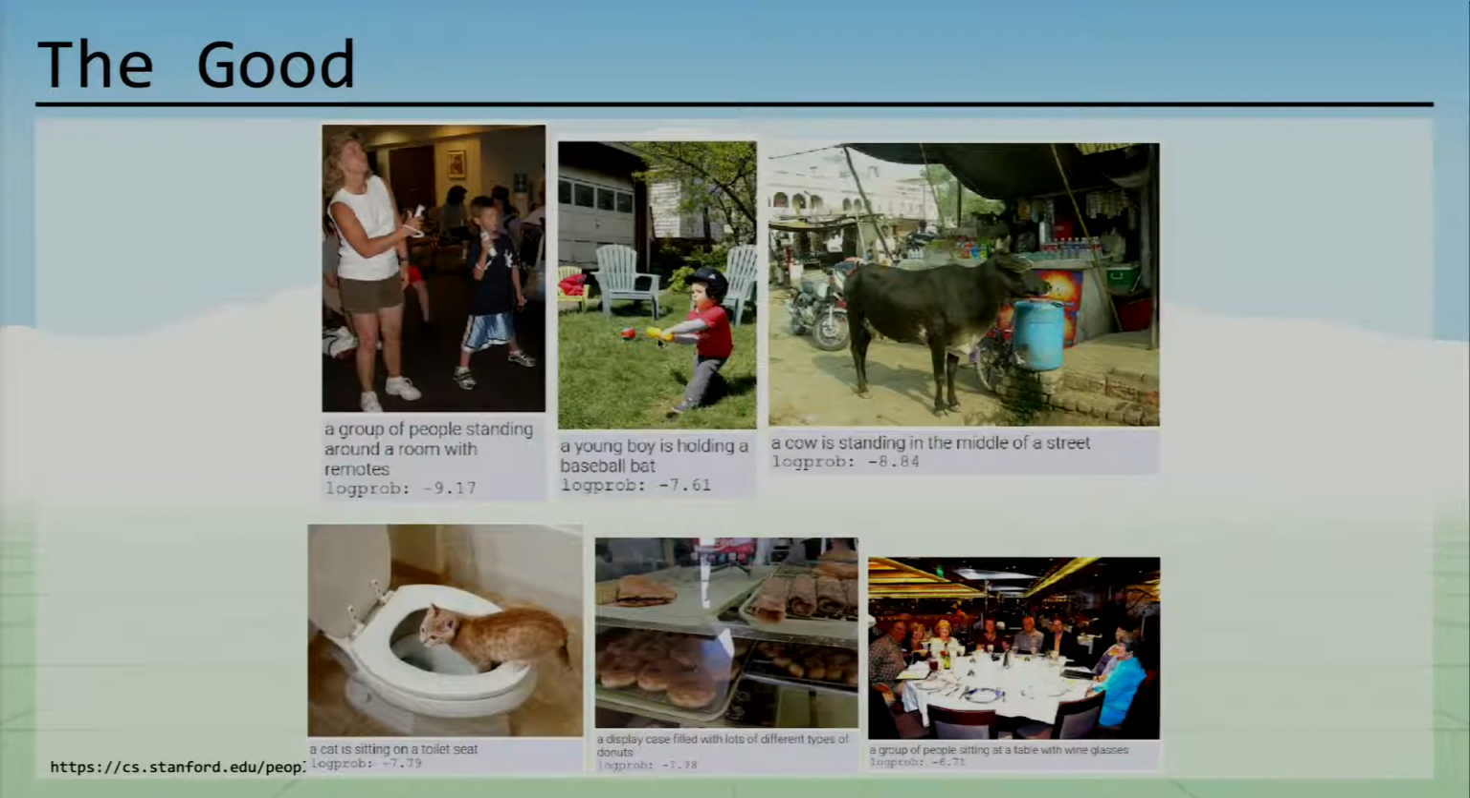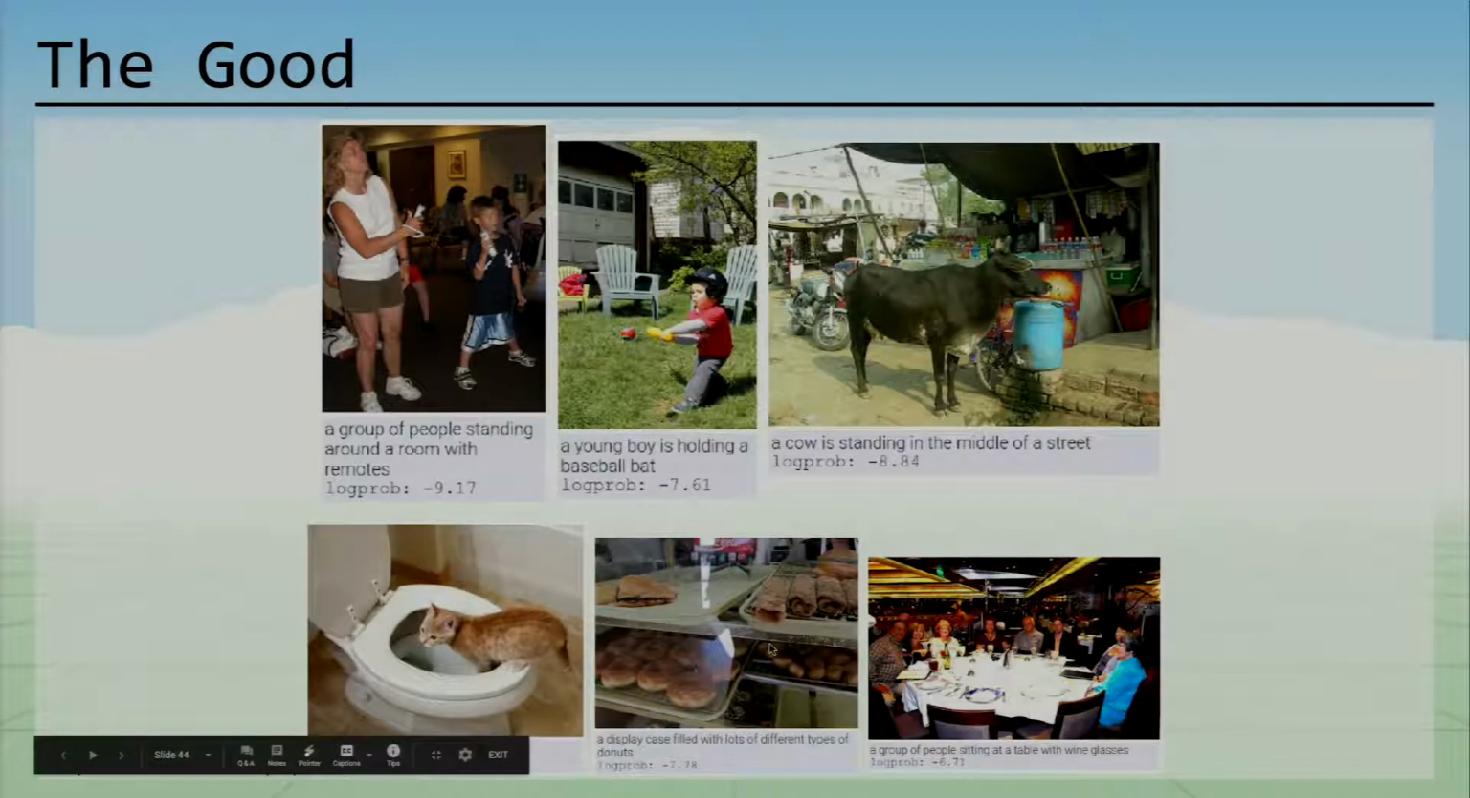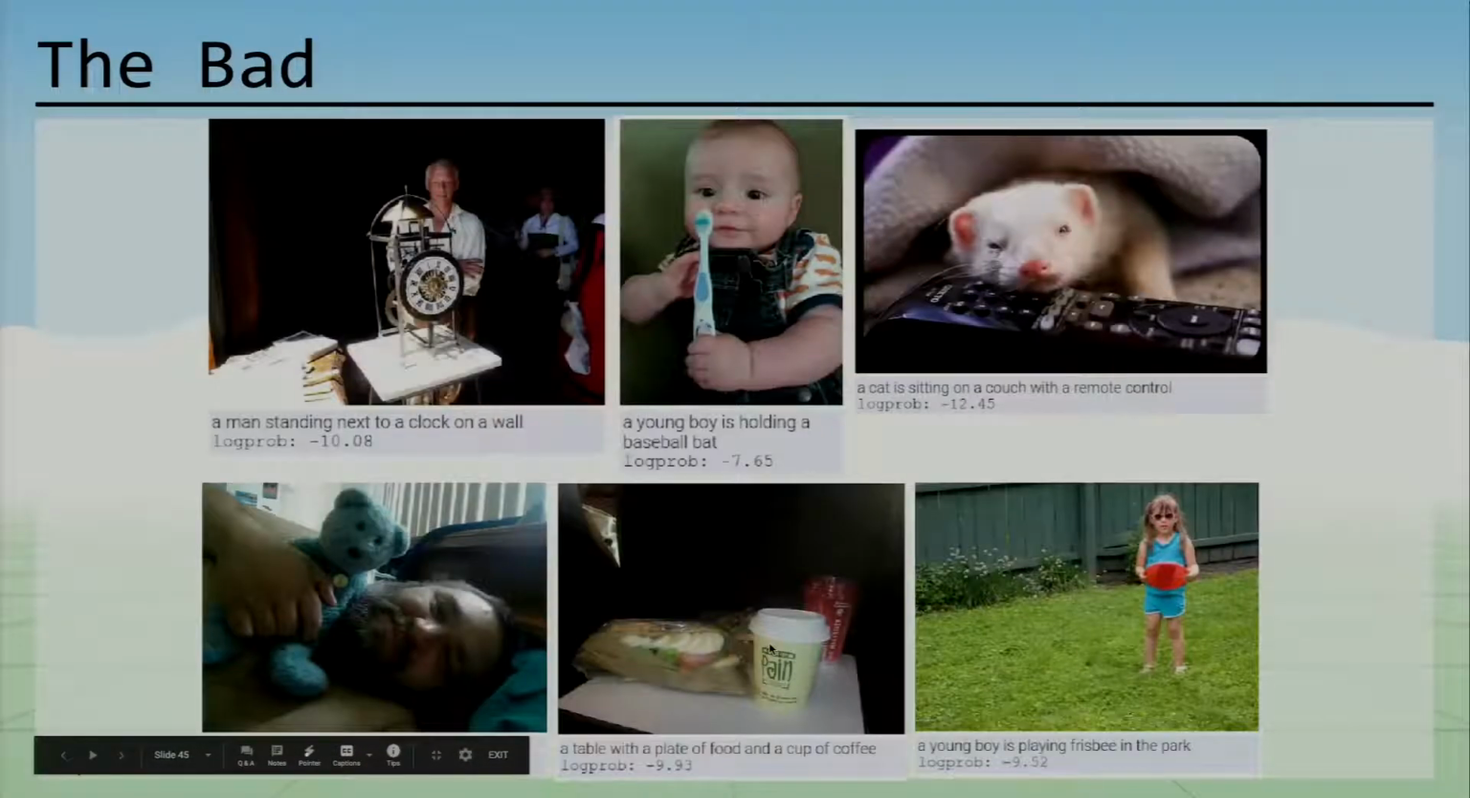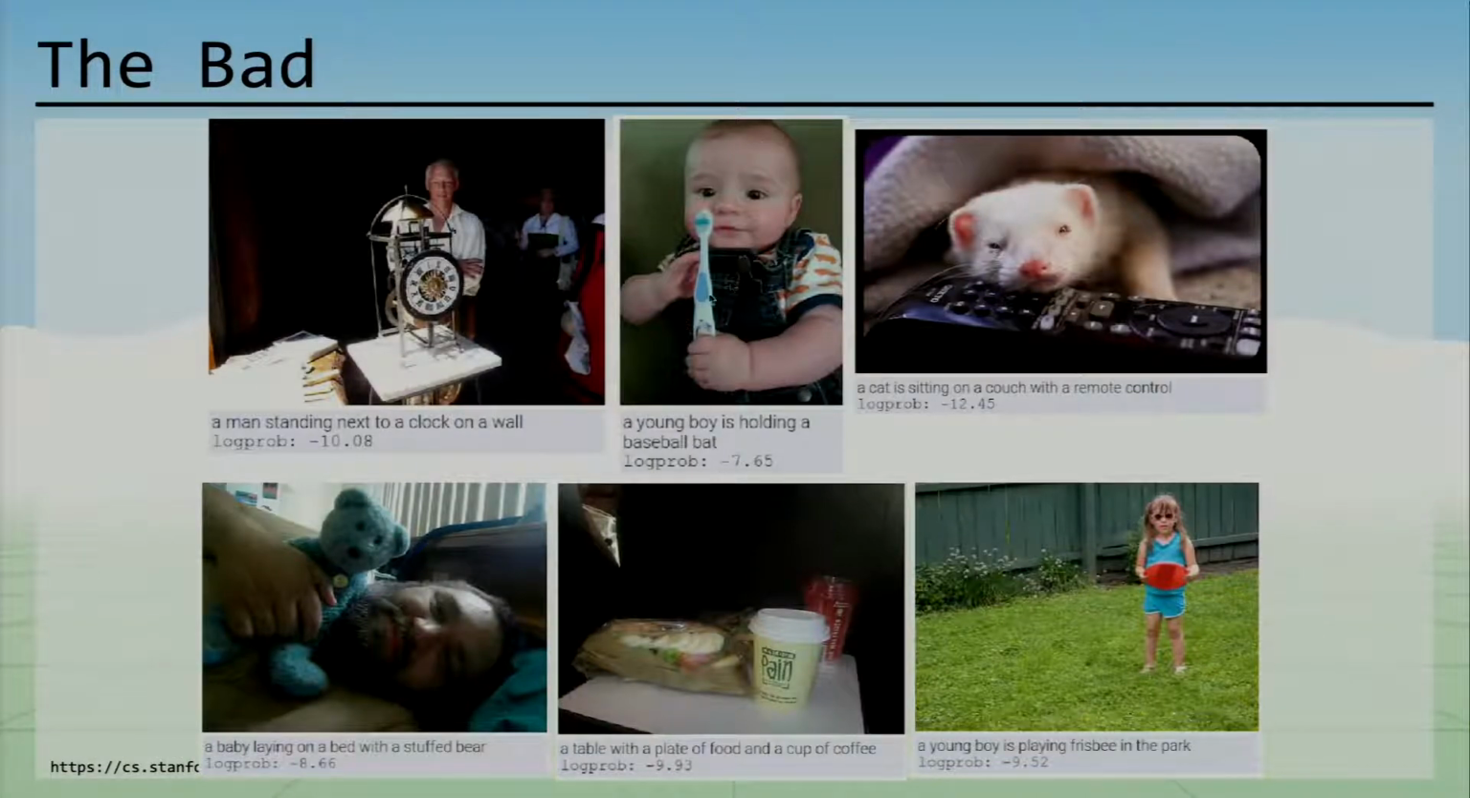"A young boy is holding a baseball bat." "A cow standing in the middle of a street." "A cat sitting on a toilet seat." "Display case filled with different types of donuts," etc. Some of them are not great. I like this one because it's basically the same caption as the previous one.